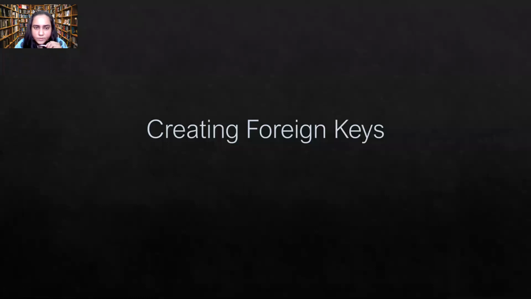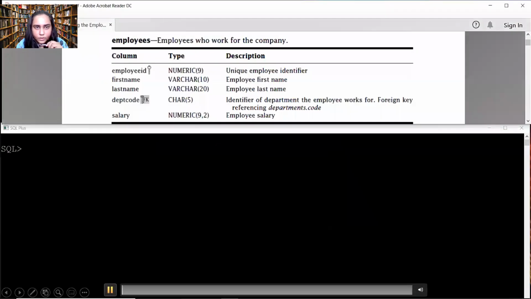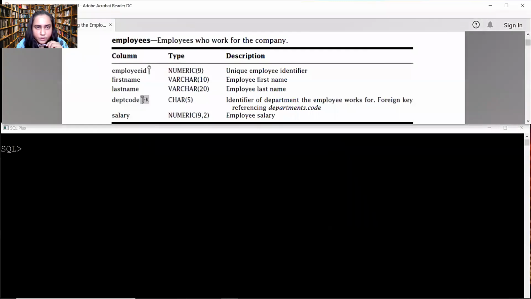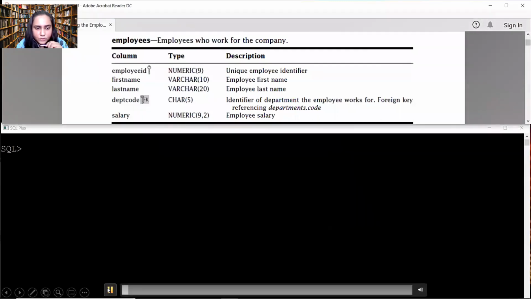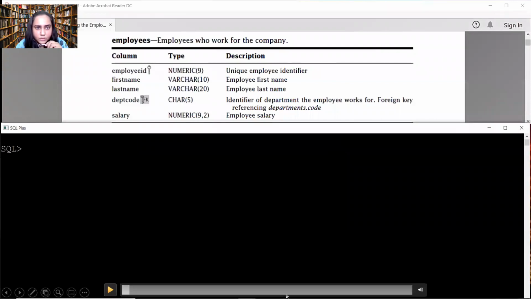Okay, we are down to the last part of the video, which is creating foreign keys. So let's go ahead and do that. First of all, we are going to create a foreign key for this table right here, which is the employees table. And you can see in the document you are given that dept code is a foreign key. It is written that it's a foreign key referencing the departments.code. So we are going to use that. That means dept code is borrowing the primary key of the departments table. So let's go ahead and do that.